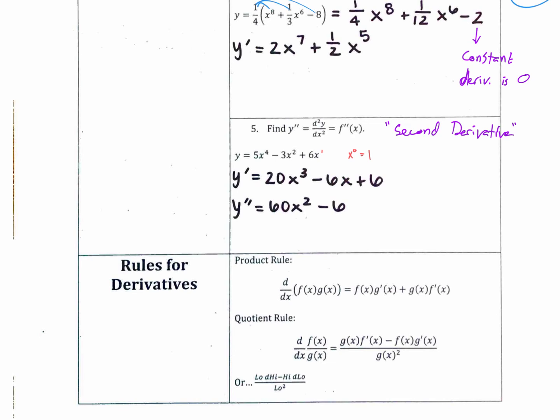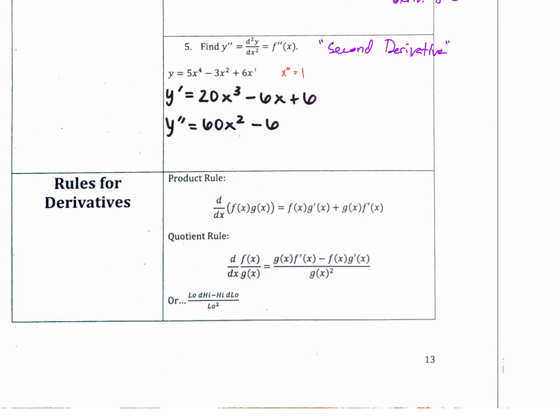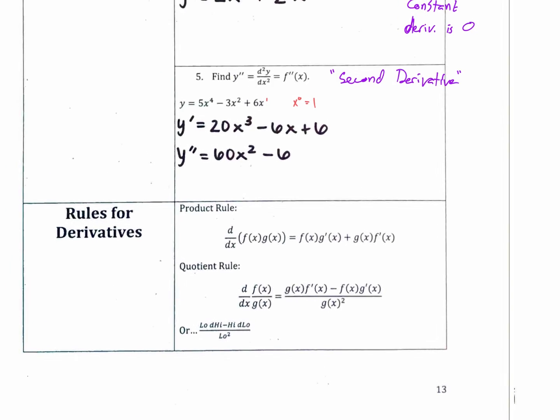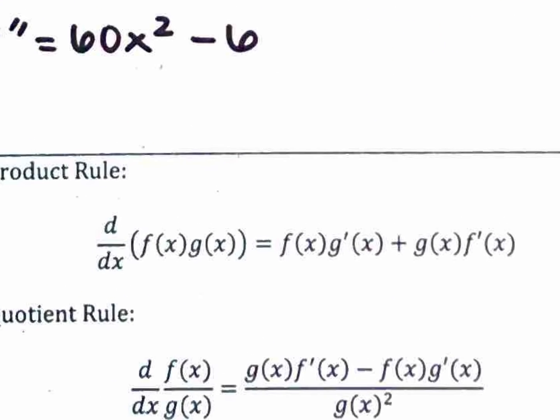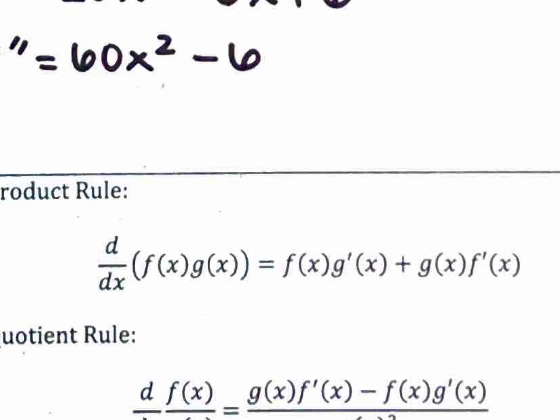All right, next up, we've got product rule, we've got quotient rule. Product rule looks very confusing, but I promise it's not bad. Product rule says if you have the product of two separate functions, and you're trying to take the derivative, you take the first function, original, times the derivative of the second, plus the original second times the derivative of the first.